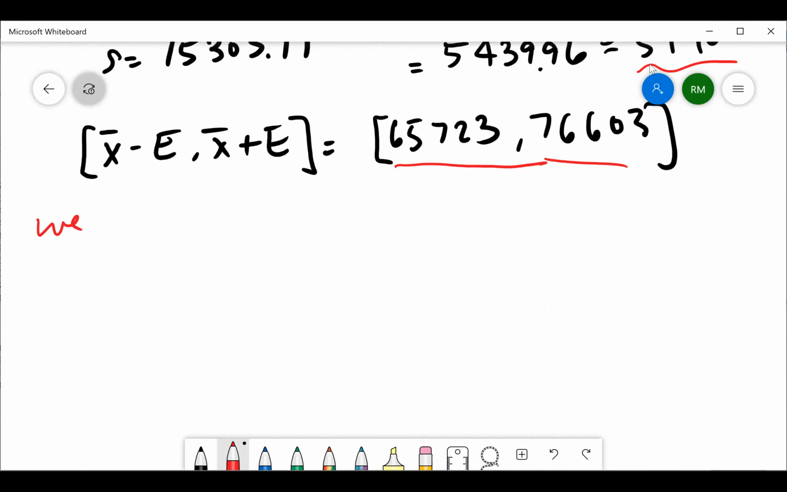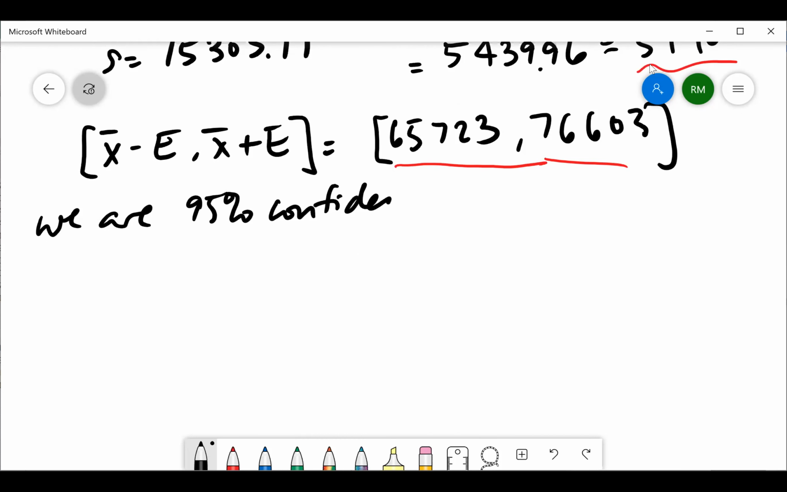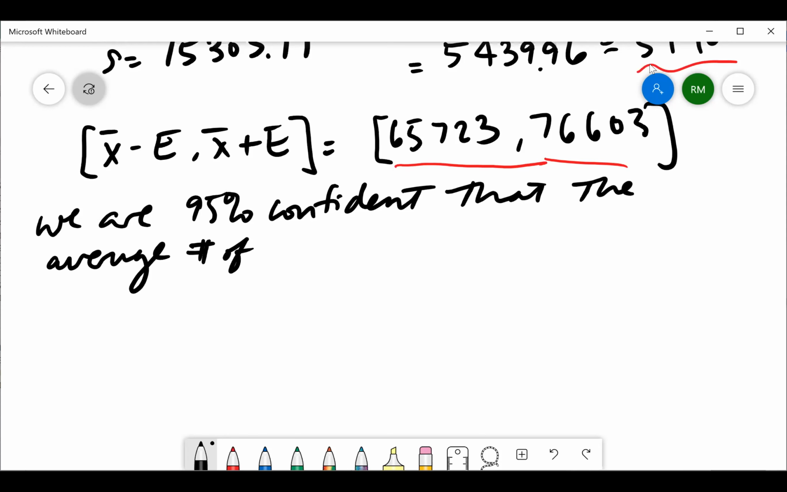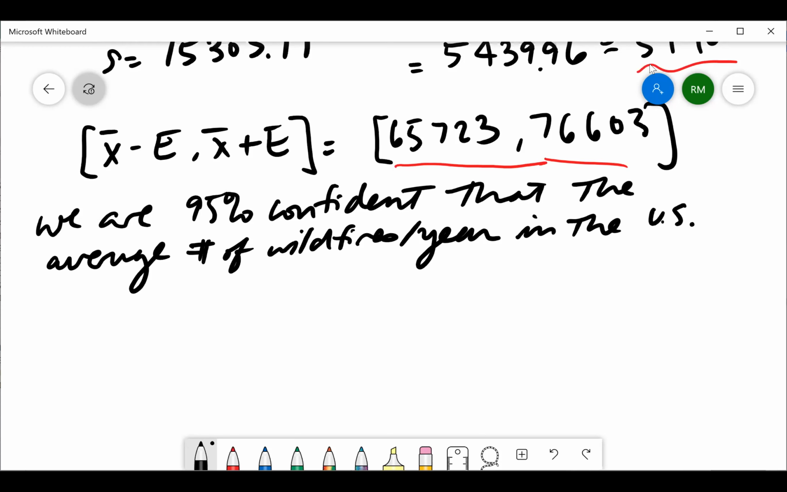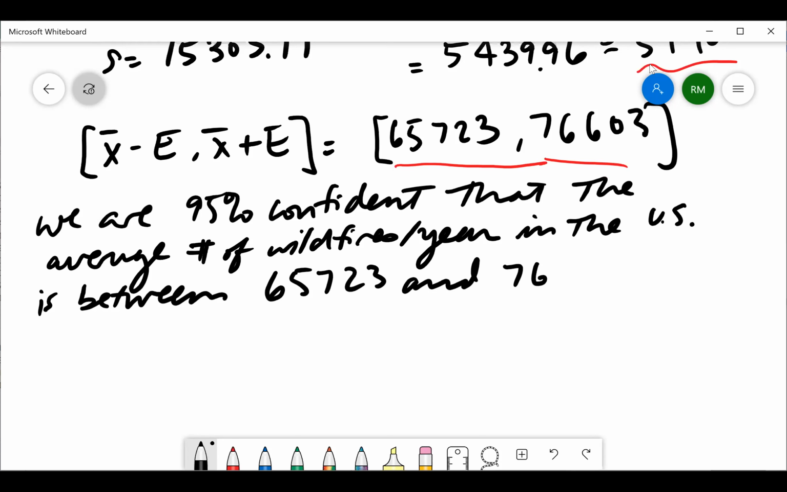So we are 95% confident that the average number of wildfires per year in the US is between 65,723 and 76,603. That's a lot of wildfires.